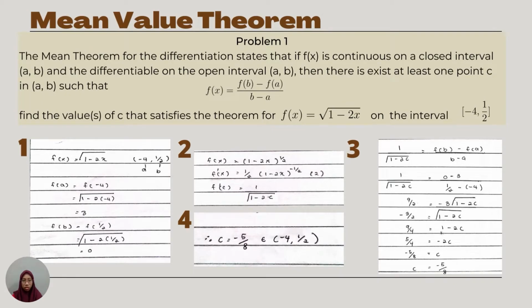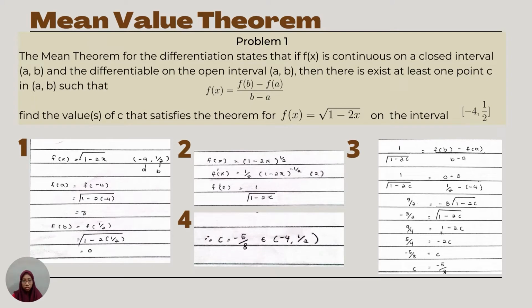The mean value theorem for differentiation states that if function f(x) is continuous on a closed interval [a, b] and differentiable on the open interval (a, b), then there exists at least one point c in (a, b) such that f'(c) equals f(b) minus f(a) divided by b minus a. Find the values of c that satisfy the theorem for function f(x) equals square root of 1 minus 2x on interval negative 4, 1 over 2. The interval a is negative 4 and b is 1 over 2.